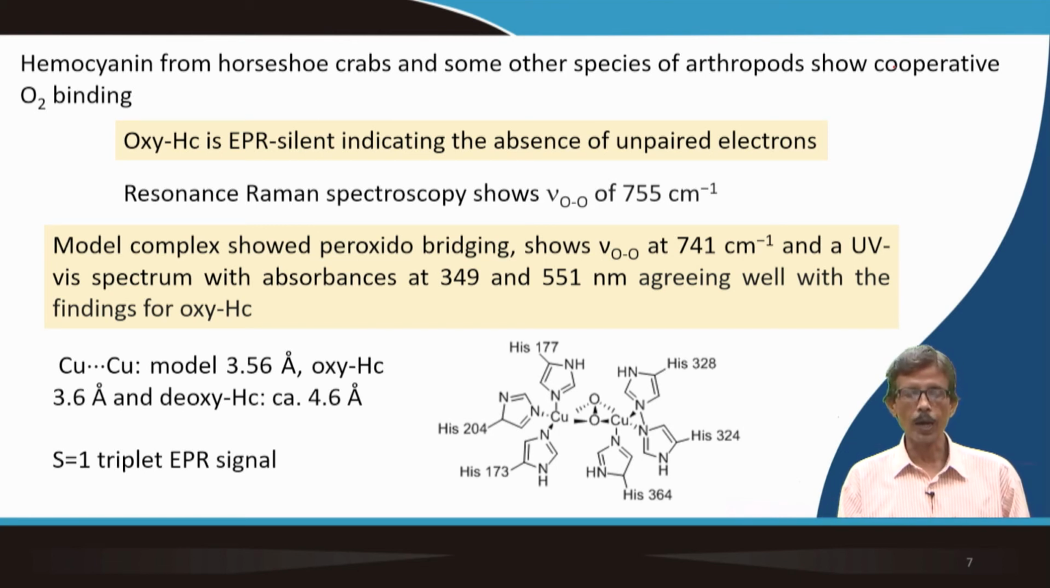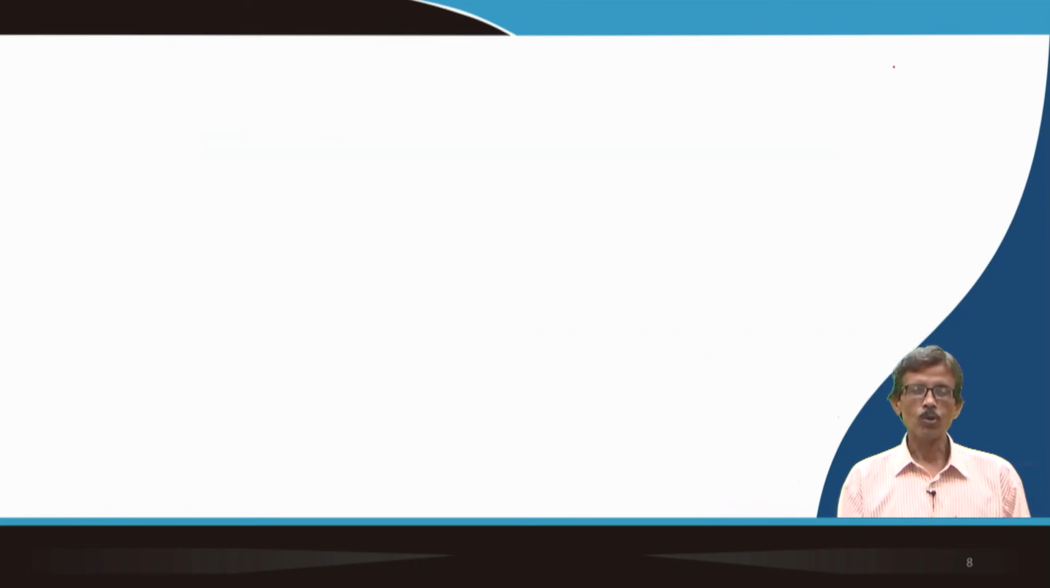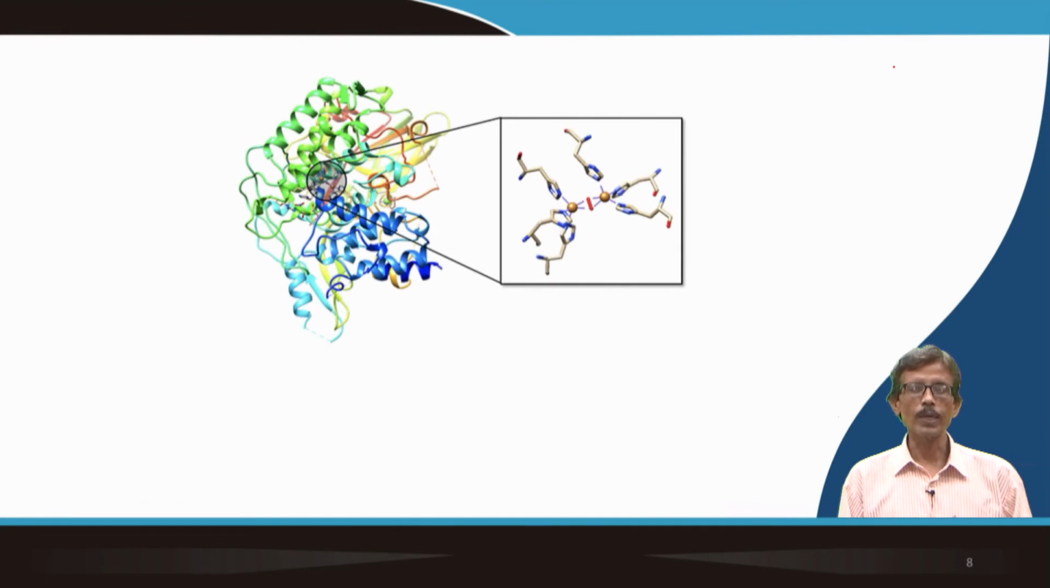So, S is equal to 1, which is a triplet EPR signal. So, you can have the corresponding triplet EPR signal for these two copper sites, but if they are strongly coupled between these two sites, and if your S is equal to 0 state, it can be EPR silent. So, these two states, S is equal to 1 and S is equal to 0, are important depending upon the corresponding interaction between these two sites.